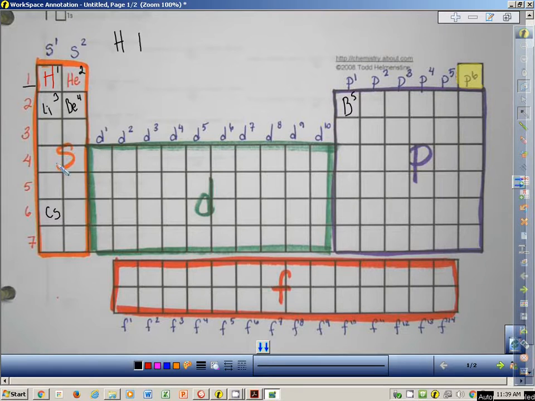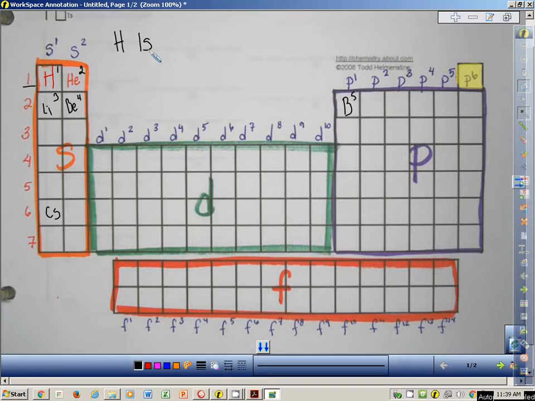I'm filling up the S's because I'm in the S block. I'm in the 2 columns of the S's. So I write down 1s. That means its electrons to begin with will go into the first energy level, the S sublevel.